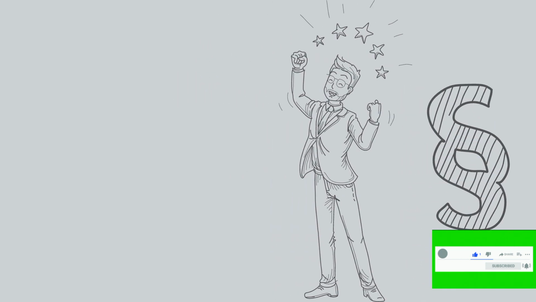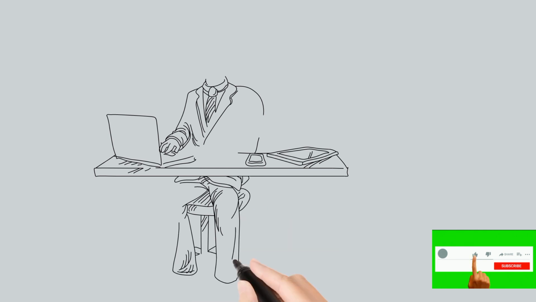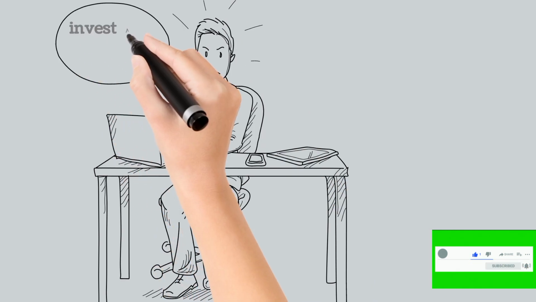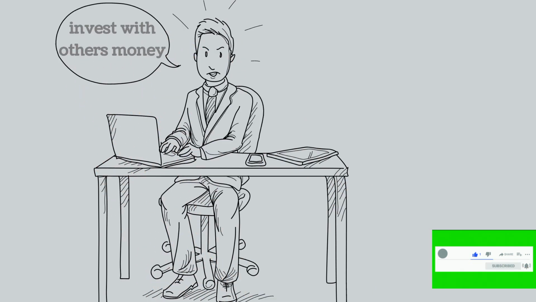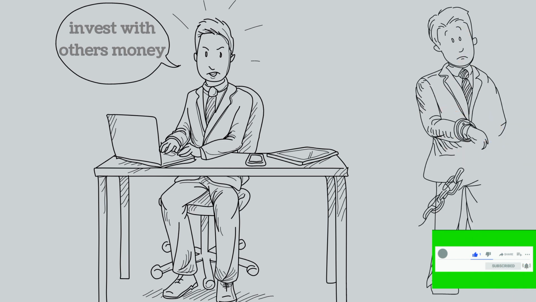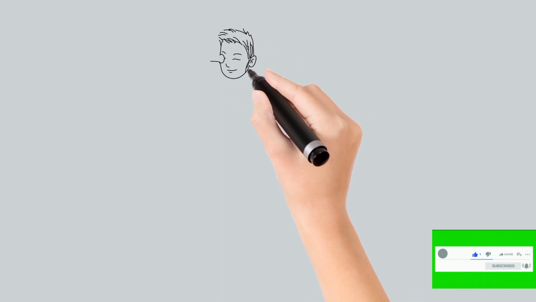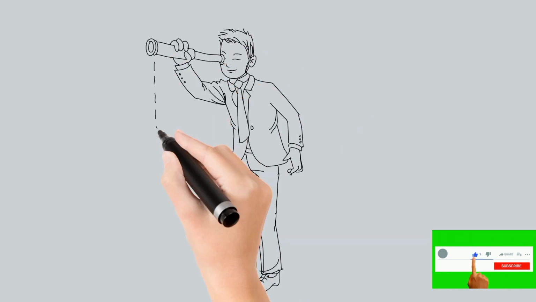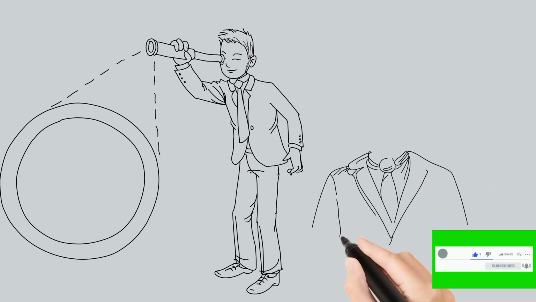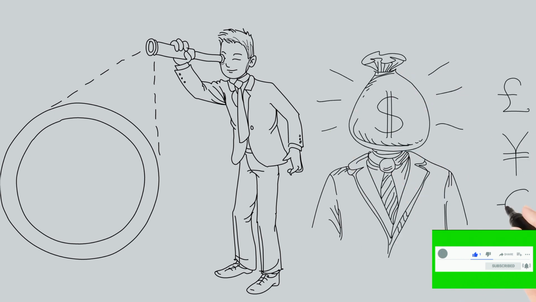So in today's video, we're talking about how to invest in real estate with other people's money. You can invest in real estate with cash that is not yours. This is for people that don't have the money in hand, or people that focus on the future, and people that just want to invest in real estate but don't have the cash in hand. There are two ways you can do this.